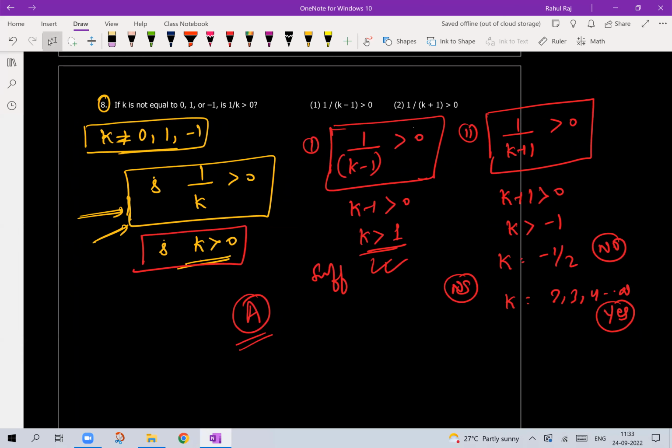Rahul, you said a by b will be greater than 0 if a and b both are either positive or negative, right? Same sign. If a by b should be less than 0, when would that be? When both are of opposite sign. If a is positive, b should be negative. If b is positive, a should be negative.